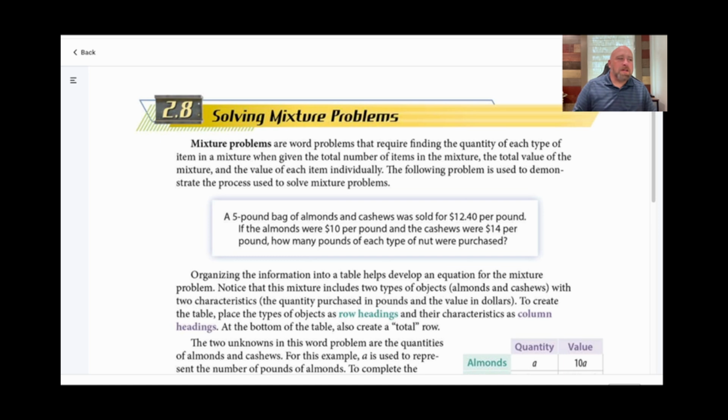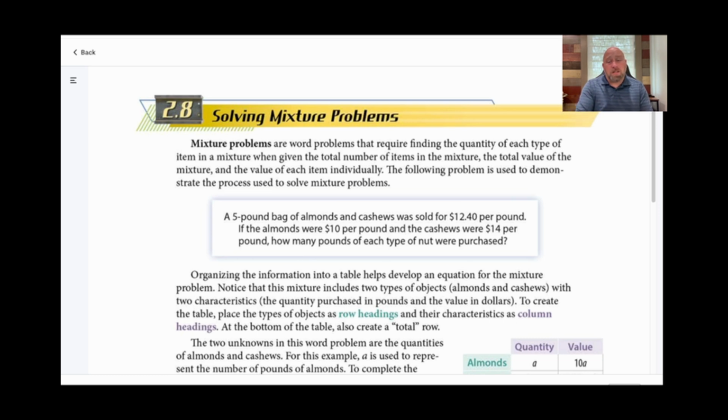All right, so a mixture problem is a word problem that requires finding the quantity of each type of item. For example, how many nickels and dimes does it take to add up to whatever, and they'll throw in some other things. How many 8-foot boards and 6-foot boards would you need to do a project?